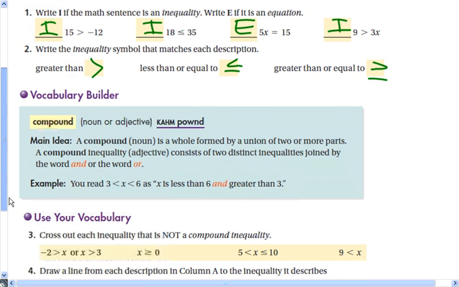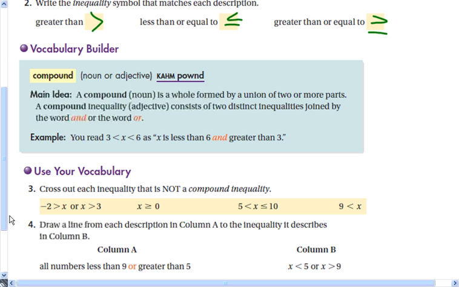Compound is a whole formed by a union of two or more parts. A compound inequality consists of two distinct inequalities joined by the word and or or. Here's an example. You read 3 is less than x is less than 6 as x is less than 6 and greater than 3.